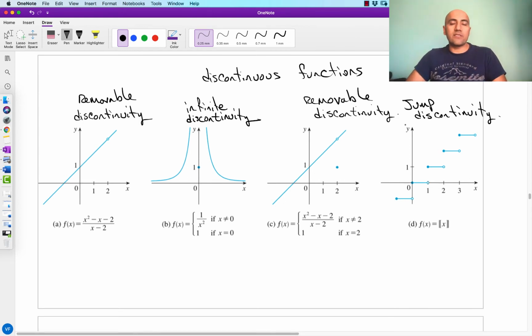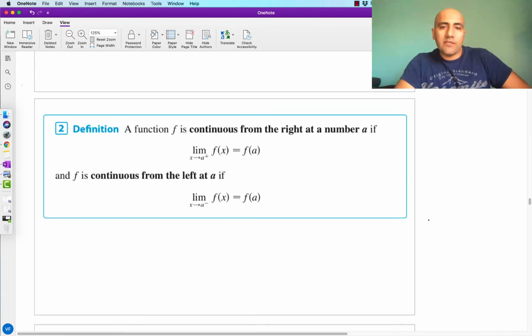Okay, so removable discontinuities are fixable, have an easy fix if we come back and redefine a new function that has the appropriate relationship established to make sure that the holes are paved in, right? So this one almost fixed it. As we saw, if we had only put a 3 there instead of a 1, we would have a continuous function. So a function can be continuous from the right at a number a if the limit as x approaches a from the right side of f of x equals f of a.